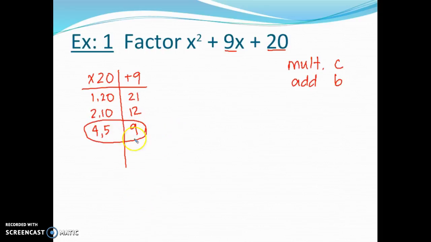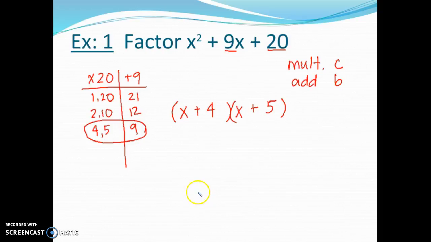My next step, once I have my factors, is just to write out my parentheses. Now, the reason this works is because if I put an x first in both of my parentheses, x times x gets me to x squared. So this coefficient of a 1 isn't going to change the relationship between these numbers. So I'm going to put my x's first, and then I have a positive 4, positive 5. So factored form is x plus 4 times x plus 5.